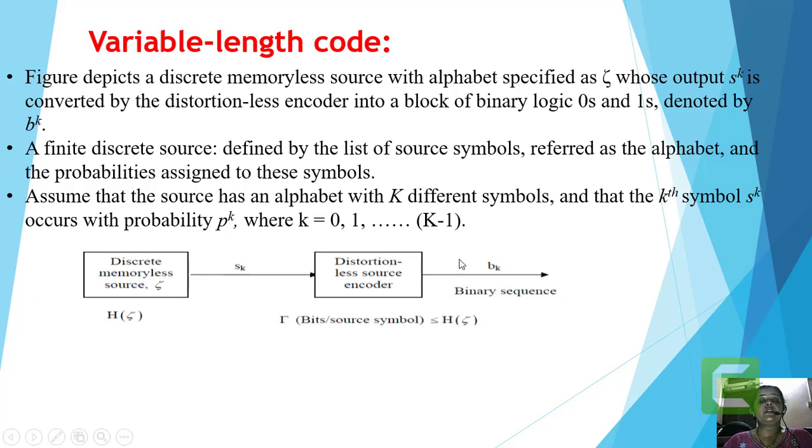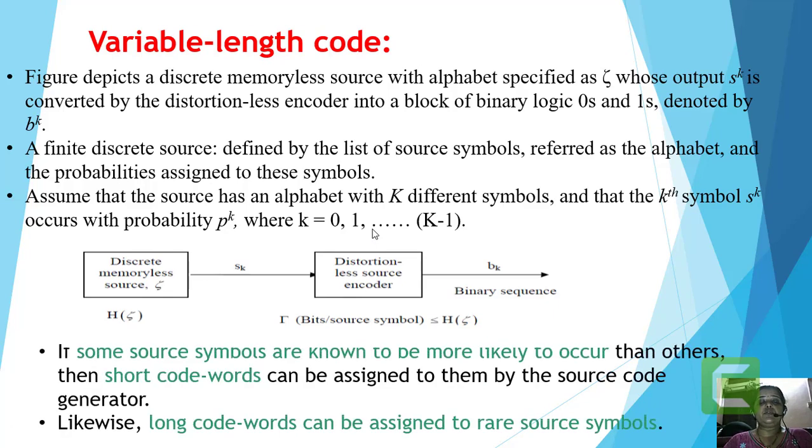A finite discrete source is always capable of defining the list of source symbols, which may also be referred to as the alphabet, and with every symbol its probability is associated. Let's say that this source generates K different symbols. So the kth symbol, indicated as sk, will have the probability pk, where this k value changes from 0 to k minus 1.